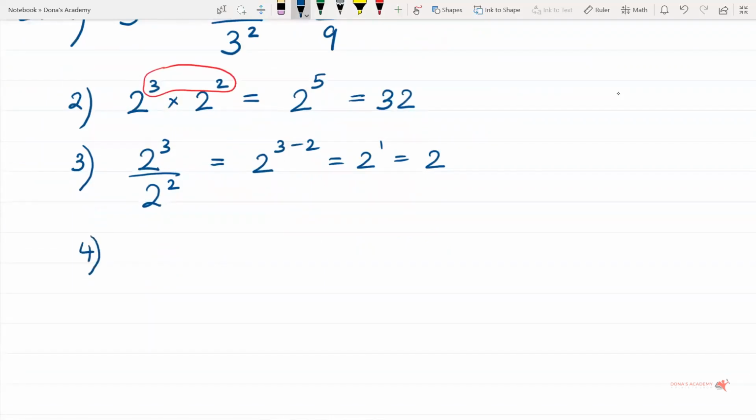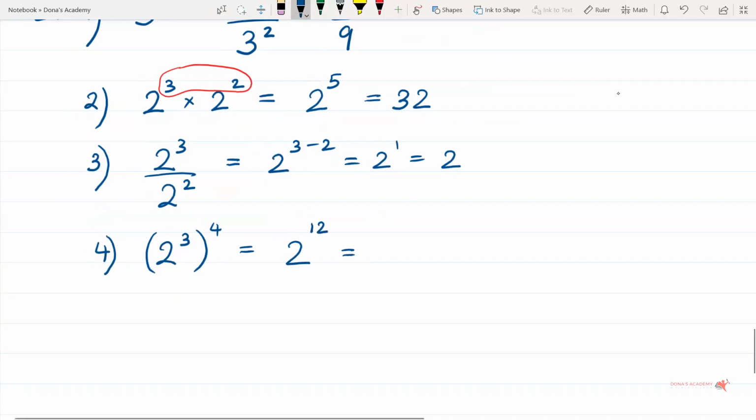Fourth one is power of power thing. 2 to the power 3, to the power 4. Now what do we have to do? We have to multiply the powers. So 3 times 4, 2 to the power 12. Right, since this is a big number, maybe you have to use a calculator. So the answer is this.